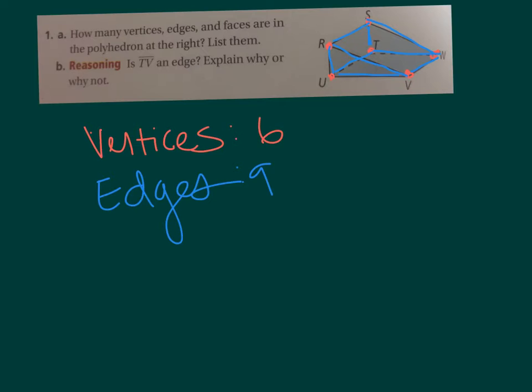And then our faces are the gray pieces, these rectangular pieces that make up the sides. So we have this piece up here, back there, the back, which is made by RSTU, the bottom, and this front side. So 1, 2, 3, 4, 5.